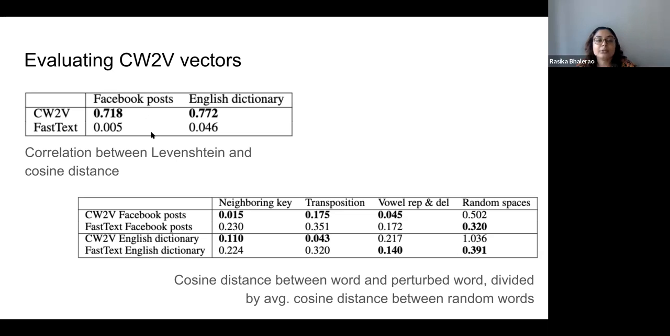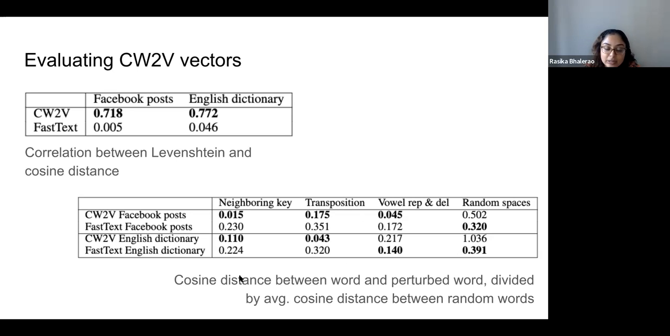Here we evaluated this when the words that are tested are from Facebook, and also when they are from the dictionary. Of course, we trained these vectors using Facebook, because that's how you can get context windows. And so we would expect it to do better on Facebook. It seems it does a little bit better on the English dictionary, but not far off. But you can see that CW2V is better than FastText because we intentionally trained it this way.